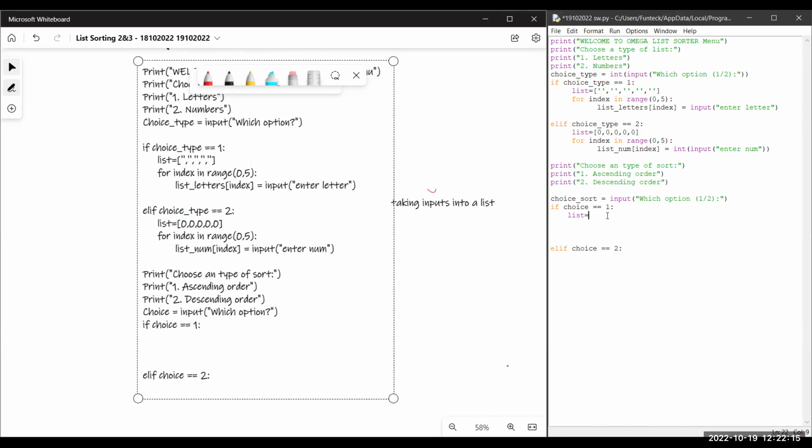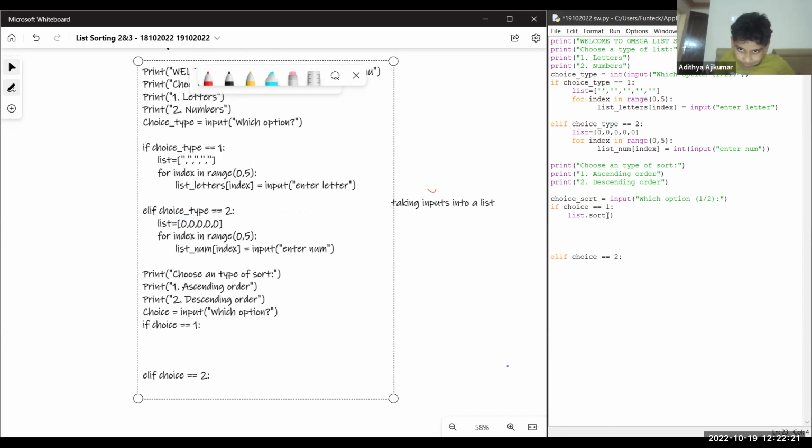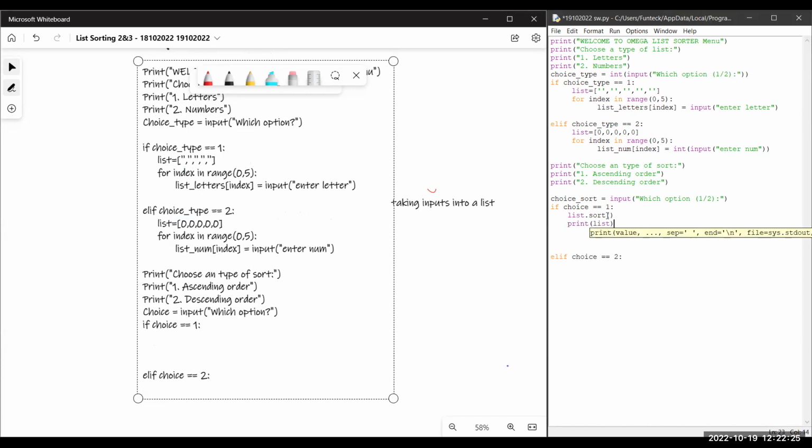Now, the next thing is, in this list, all we have to do is list dot sort. The more you learn, the more you forget. That's one thing you cannot forget. And we'll say print list. Done. And next thing, if the choice is 2, descending order, I'll just say list dot sort, reverse is equal to true. And after that, I'll just print it.